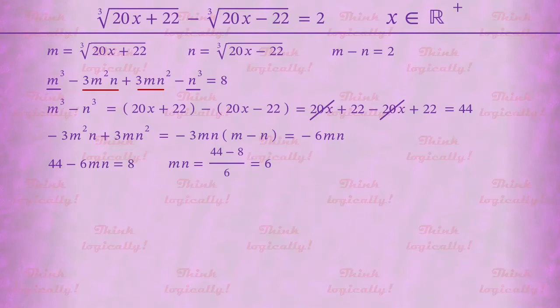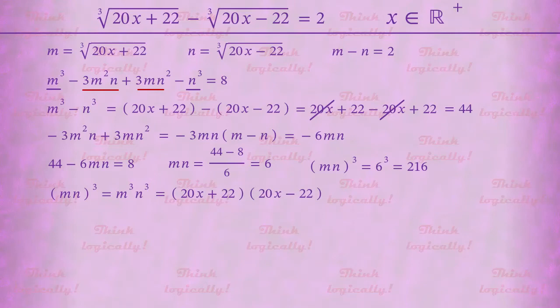Now, since we know the values of m minus n and m times n, we can find the values of m and n and then the value of x. However, there is a trick that allows us to find the value of x straight away. So we can write that mn cubed is 6 cubed, or 216. On the other side, mn cubed is m cubed times n cubed, or 20x plus 22 times 20x minus 22, which is the difference of two squares, 400x squared minus 484, and all that equals 216.